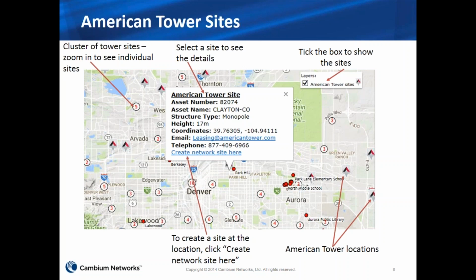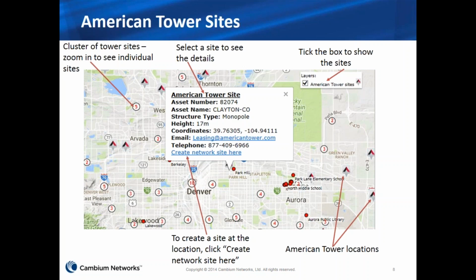If you want to use a site or look at a site, click on one of the American Tower icons, and it will show you the details of the site, and you can see all the information there. If you then want to actually create that as a site in your network, then simply click the Create Network Site Here option at the bottom of that list of information, and the normal new site window will pop up, but it will already be populated with all the information on the site.